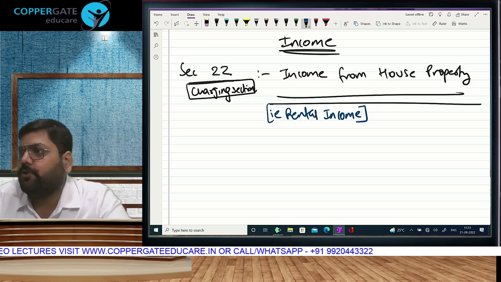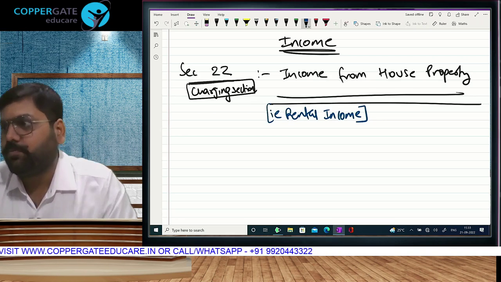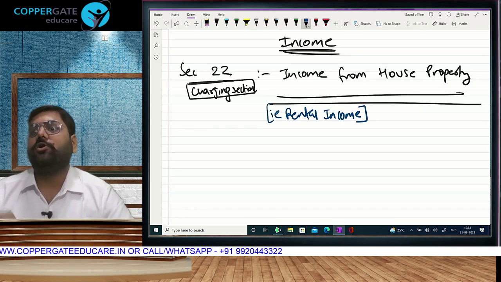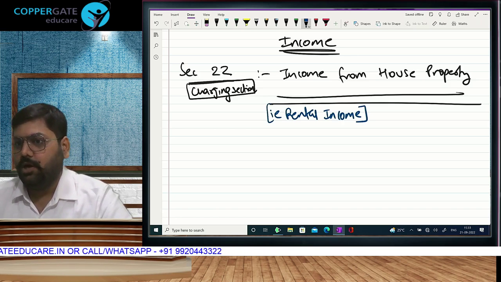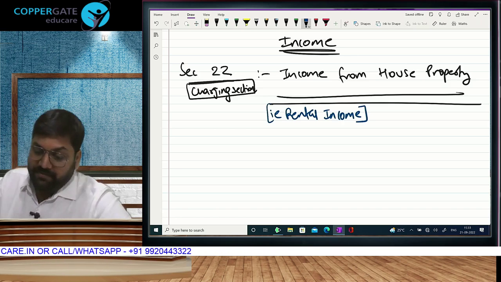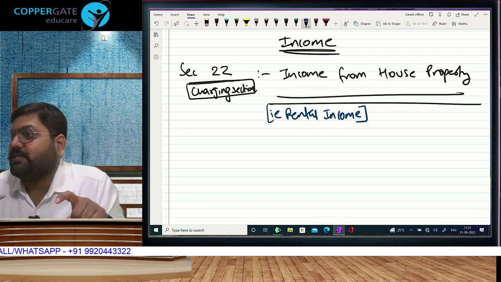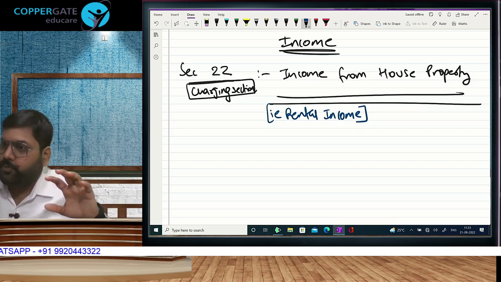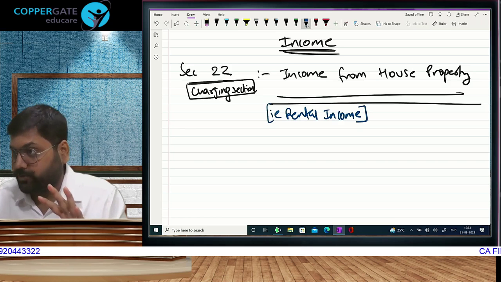So what do you earn from property? What is that income that you earn from property? To tax you on your rental income, we have a special head of income called house property. And when they created the heading, in the charging section, what did they keep as the name of the head? Income from house property.